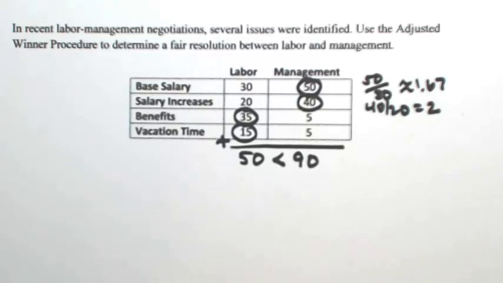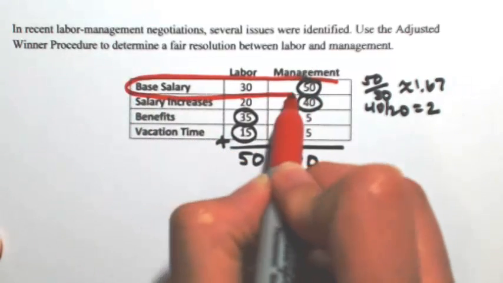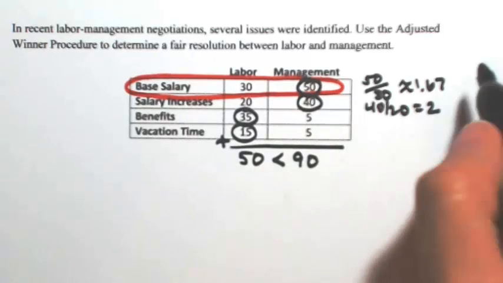So that means that we're going to split up the base salary. So I'm going to circle base salary as the item that's going to get split up.